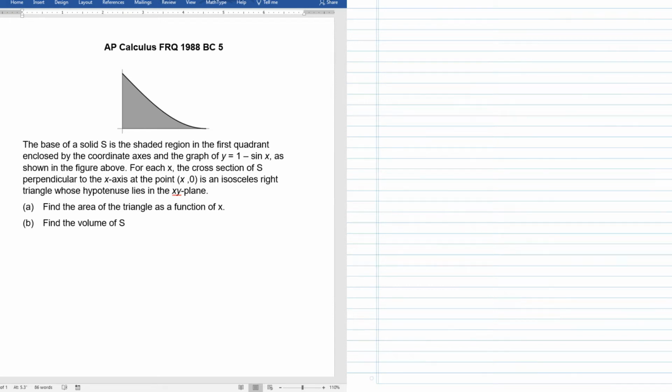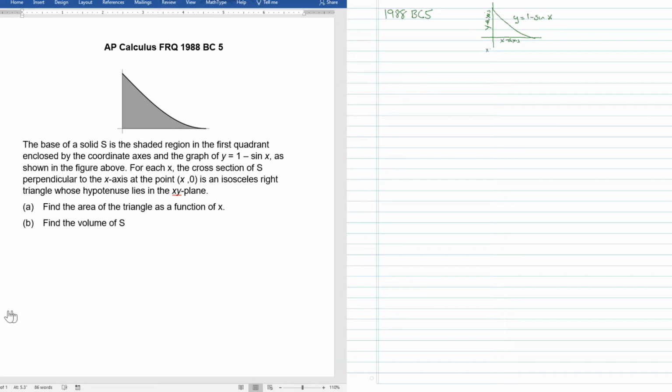I'm going to do problem 1988, BC5. Some of the key information that I'm given says as follows. I have a curve, which is determined by y equals 1 minus sine of x. I know that it's supposed to be bounded by the y-axis, which would be right here, and the x-axis.